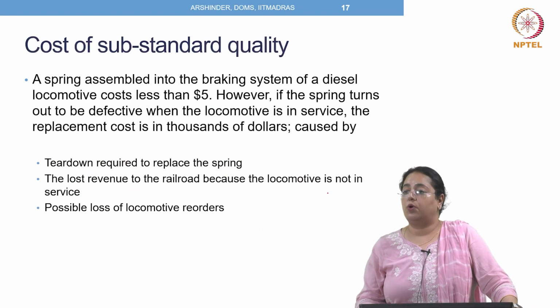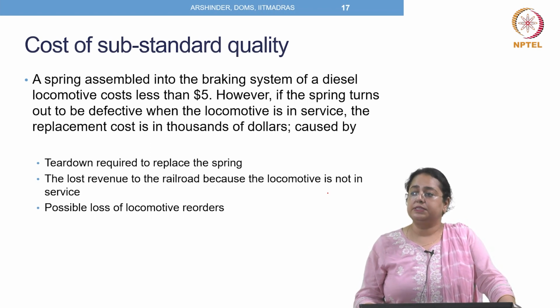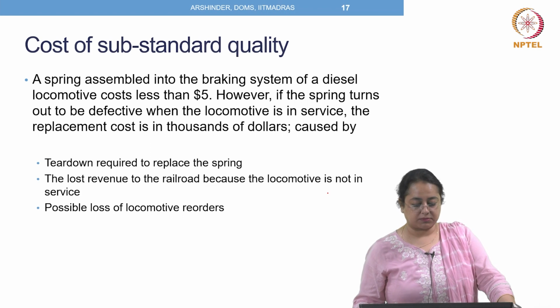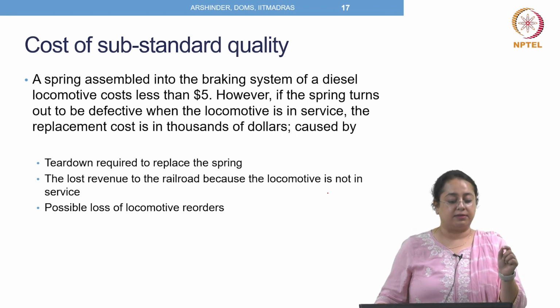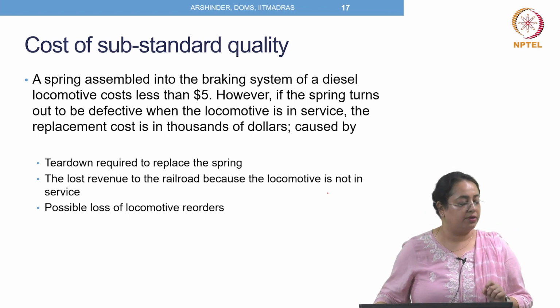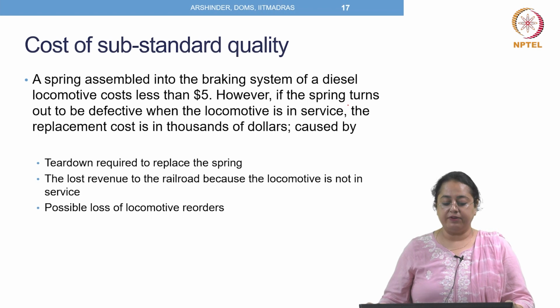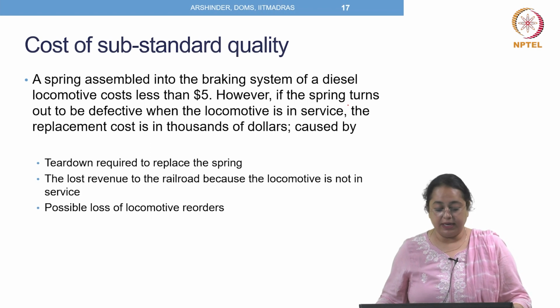If we will not focus on quality, what can go wrong? Just see here, this is a very good example of ignoring the quality aspect. A spring assembled into the braking system of a diesel locomotive costs less than the rest of the parts. This spring assembly costs just $5. If the spring turns out to be defective when the locomotive is in service, and you don't check and just assemble it, the replacement cost is in thousands of dollars.